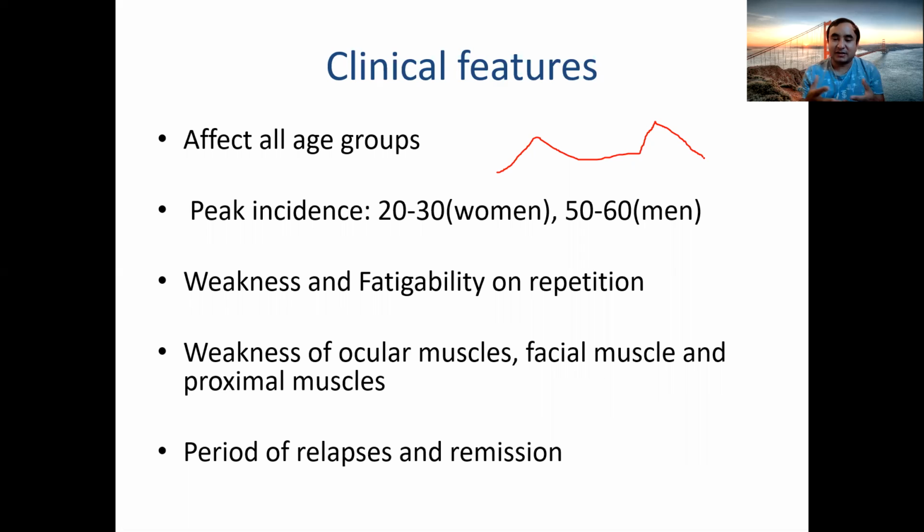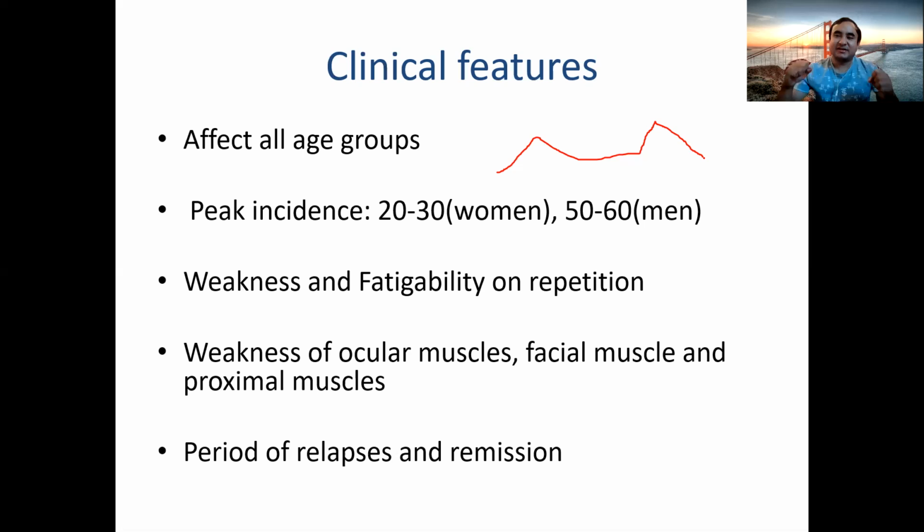Now on repetition, they cannot speak because they will have fatigability in the pharyngeal muscle after a few minutes. When they are chewing, initially they can chew the food, but after a few minutes they have difficulty in chewing. So on repeated action, they will have fatigability even in the oral cavity.